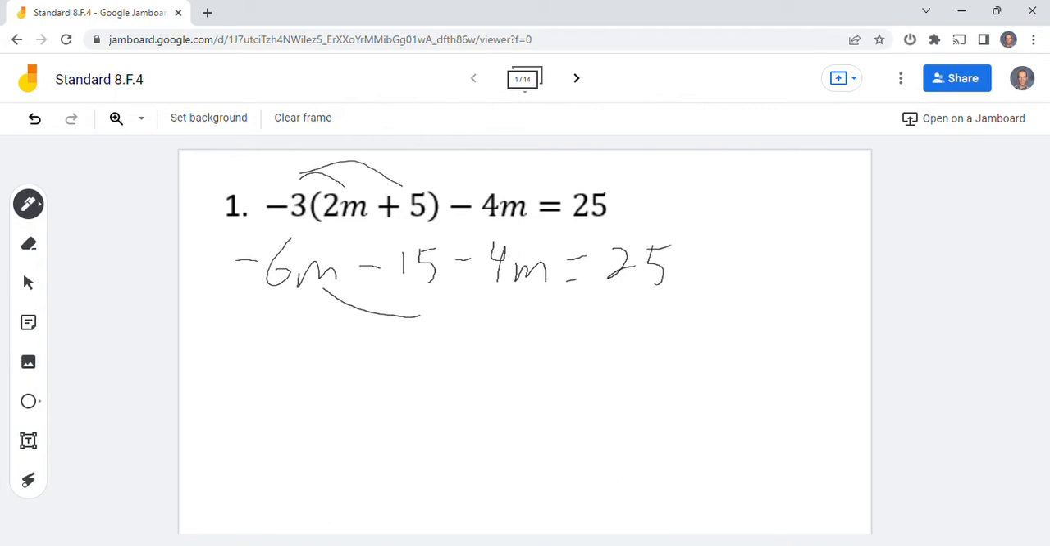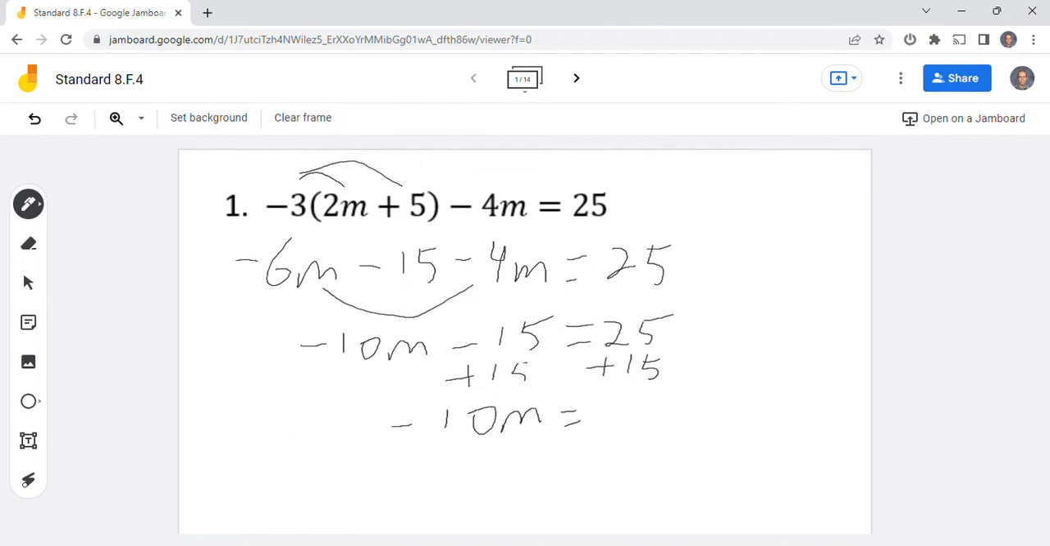We're going to combine these like terms right there. Negative 6m and a negative 4m together make negative 10m. Still have that minus 15 and the 25. Now let's get rid of the 15 by adding 15 over onto the other side. Leaves us with negative 10m.